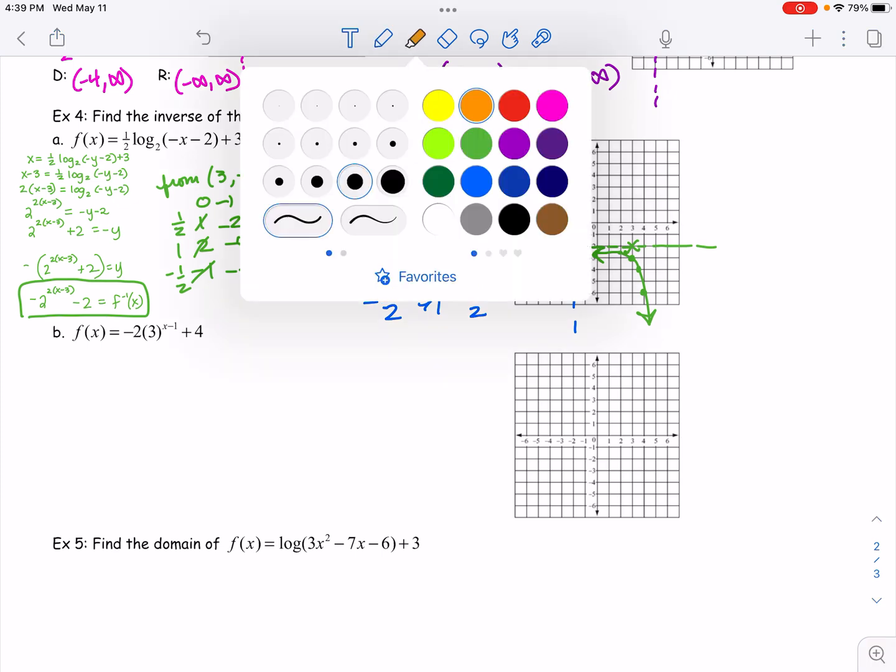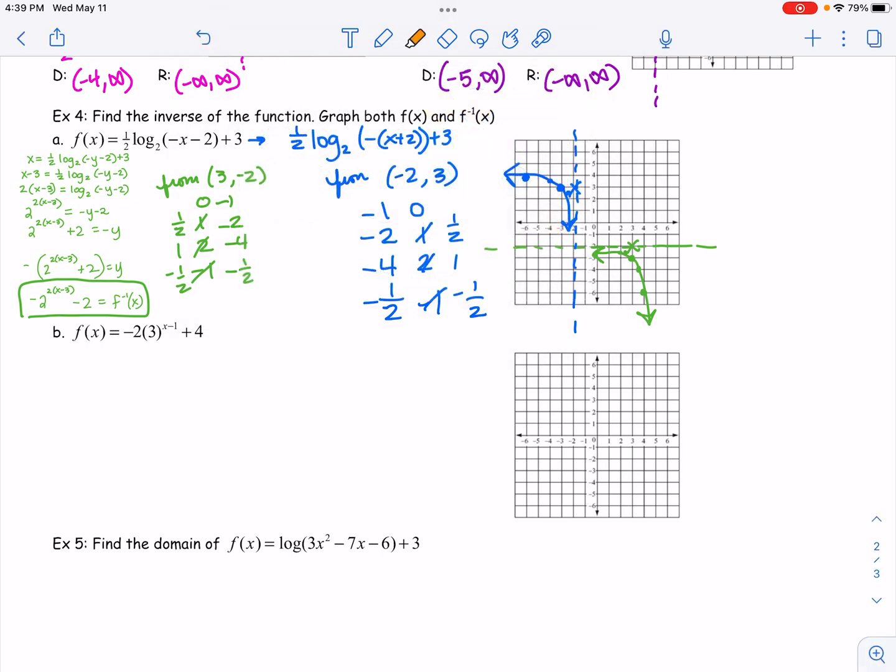If you need to see that reflection, I like to sometimes put that line of y equals x, and now I can better see that the blue has been reflected to get the green, or vice versa. So algebraically, I know they're inverses of each other, and graphically, I know they're inverses of each other as well. Okay, let's do it again. So in A, we started with a log, we got an exponential. Now we start with an exponential, so we're going to get a log as the inverse.